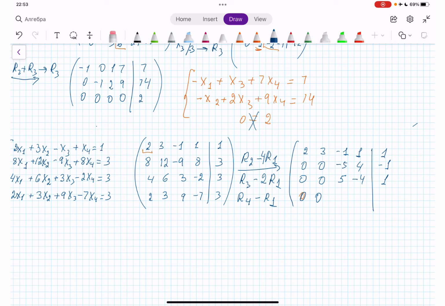9 minus negative 1 is going to be positive 10, and then negative 8 and 2. Okay, we simplified the 3 lines; well, it's not fully simplified, but we got zeros under the leading coefficient 2. So what is interesting, look at the second line, third line, and fourth one.